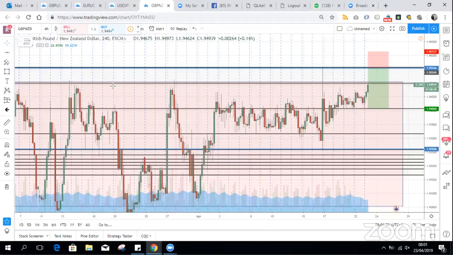Ben, 27 pips, is that the spread for GBPNZD? Meaning on your MT4 it's showing 270.